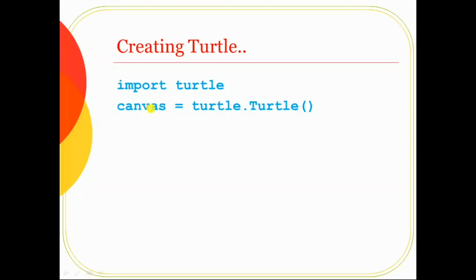Now, this canvas is a variable name. You can change it. For example, you can call it A or B, or you can give our school's name, like Sapat.